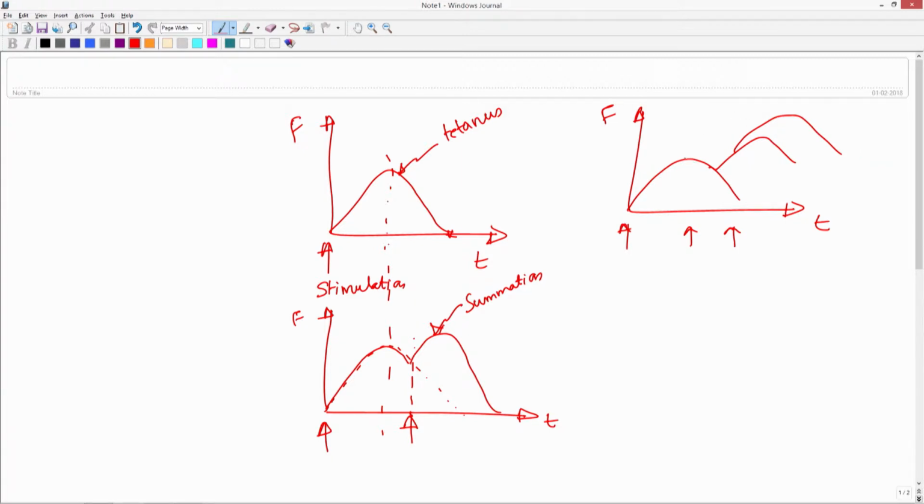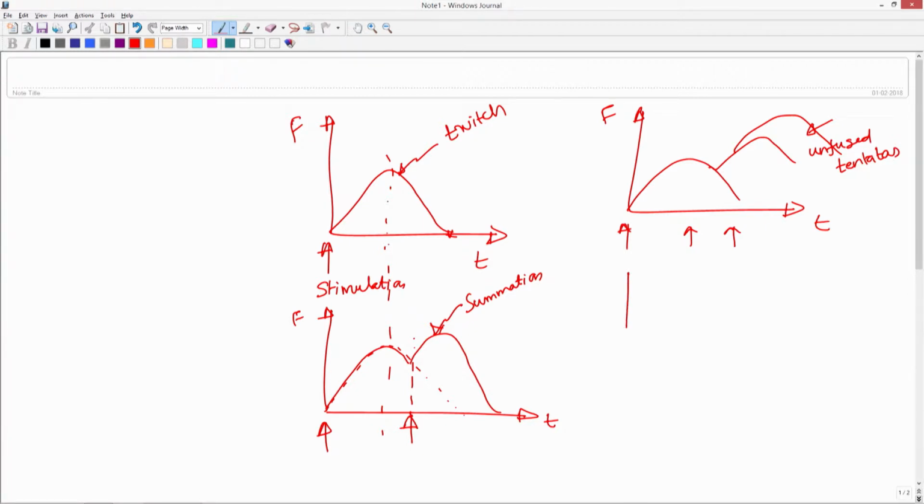Let us call this as an unfused tetanus. Okay. Oh yeah. So, this is not the tetanus, this is called the twitch, and this is actually a tetanus. Tetanus is the saturated force value.